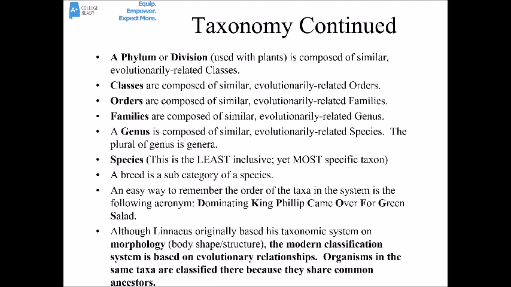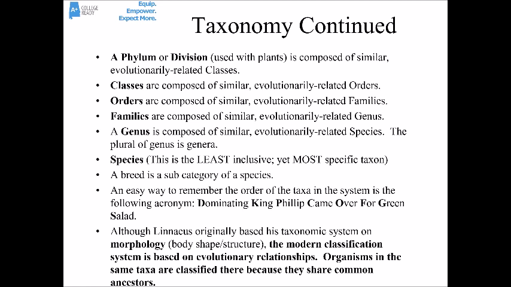So a phylum or a division is composed of similar evolutionarily related classes. And then next comes class, then order, family, genus, and finally species. Species is the least inclusive, most specific taxon. So species, again, is the least inclusive of all categories. It's the most specific taxon. Organisms in the same species are very closely related. They can interbreed, and their offspring are fertile.